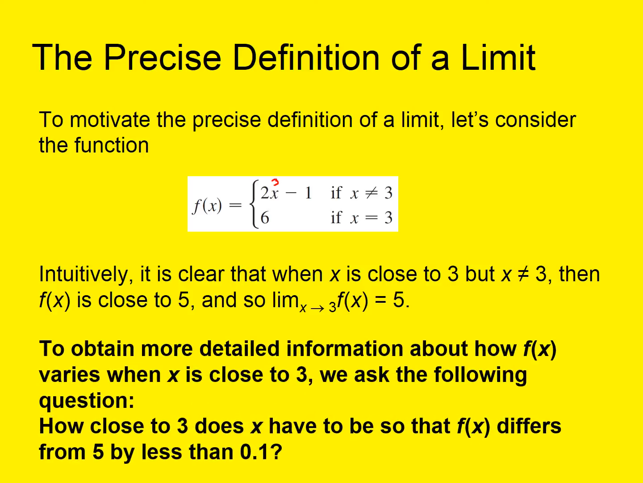To obtain more detailed information about how f of x varies when x is close to 3, we ask the following question. Okay, think about this. How close to 3 does x have to be so that f of x differs from 5 by less than 1/10? If you get within some small distance from 3, then that forces f of x to be close to 5. How close does it have to be so that f of x differs from 5 by less than 1/10?